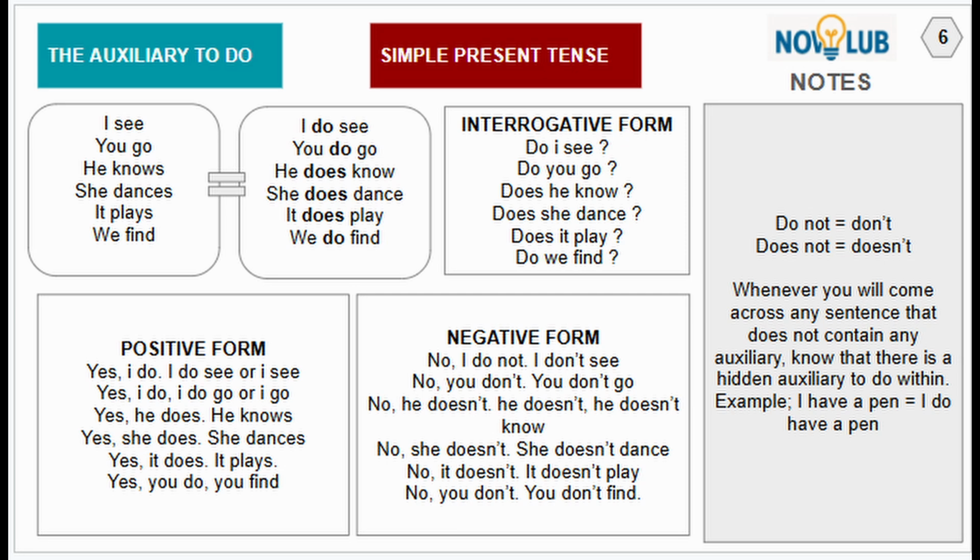You see, this is form A and form B, they are the same. And in form B we use the auxiliary to do. So now to ask a question using the interrogative form, it will be easy. Then we say, do I see?